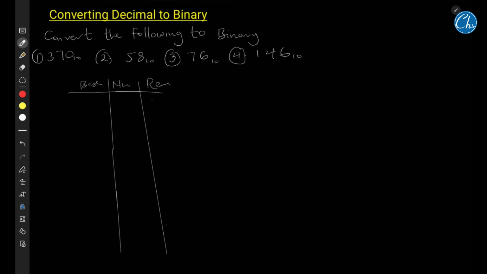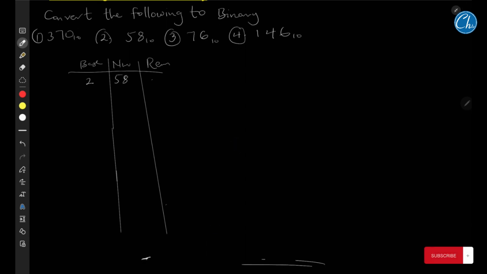Alright, let's try our hands on the second one. Now we have to convert 58 base 10 to base 2, which is binary. To do that, as usual, put your base here. The number is 58. Put it here. Find the number of times the base will go into the number. Write your remainder. So let's do it this way. Now 2 will go into 58 how many times?